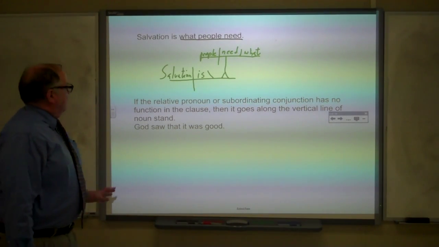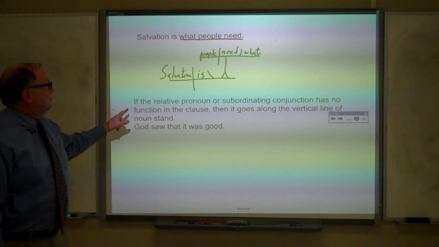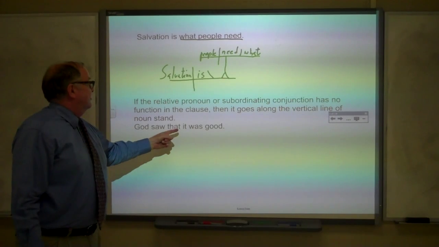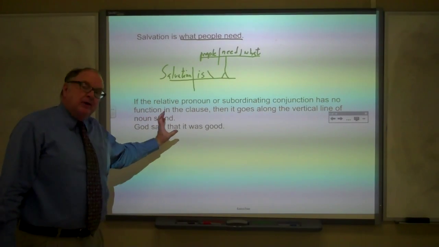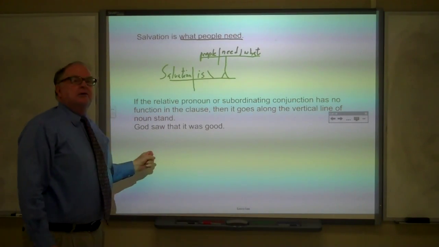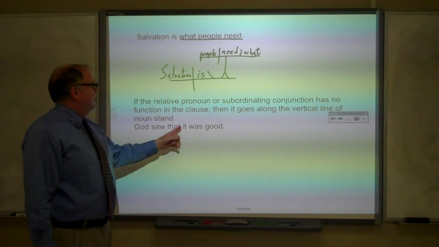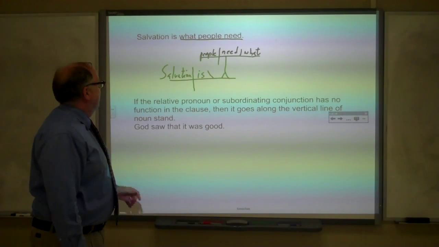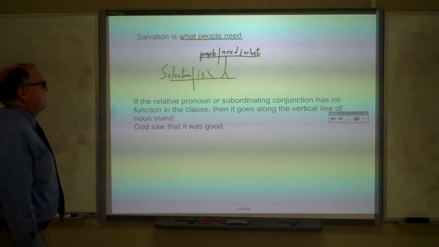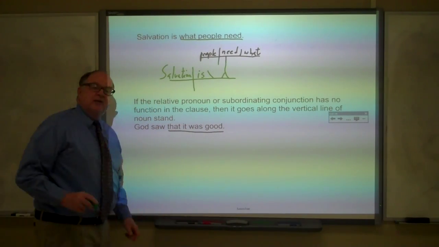Okay, here's another one. God saw that it was good. Now, in this case, the relative pronoun, or subordinating conjunction, has no function in the clause. That is the relative pronoun. It introduces the subordinate clause to us, but it doesn't have a function in the clause itself. Was is the verb, it is the subject, good is the predicate adjective. That just introduces it. So in that case, it goes along the vertical line of the noun stand. So, God saw that it was good is the noun clause.